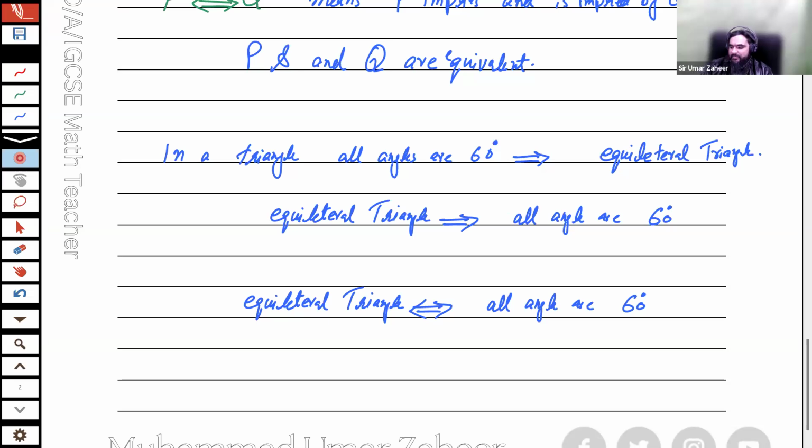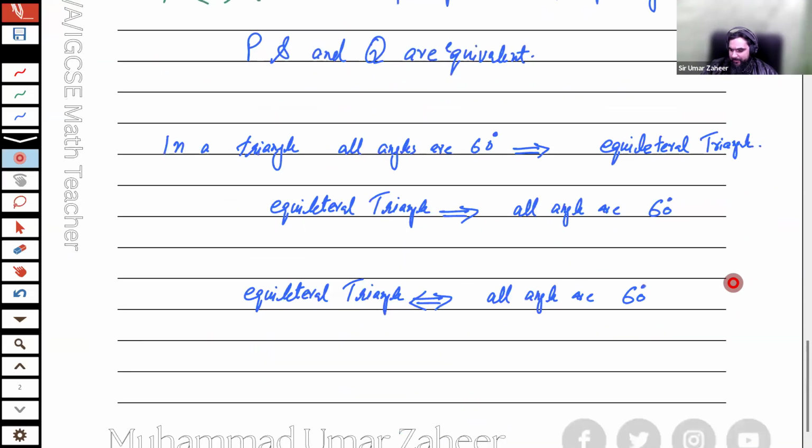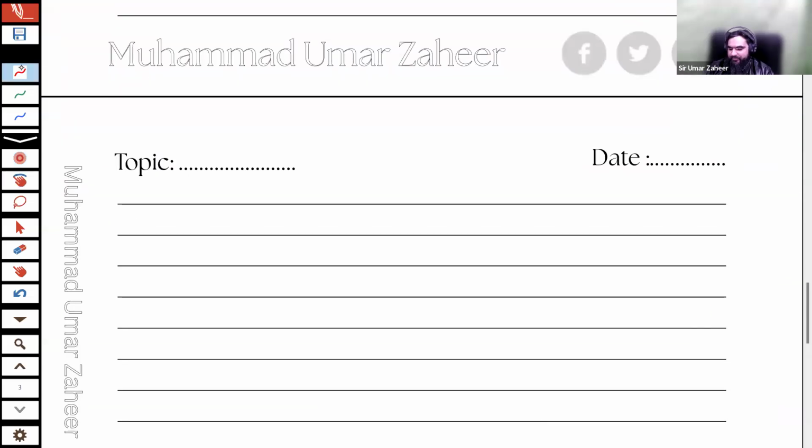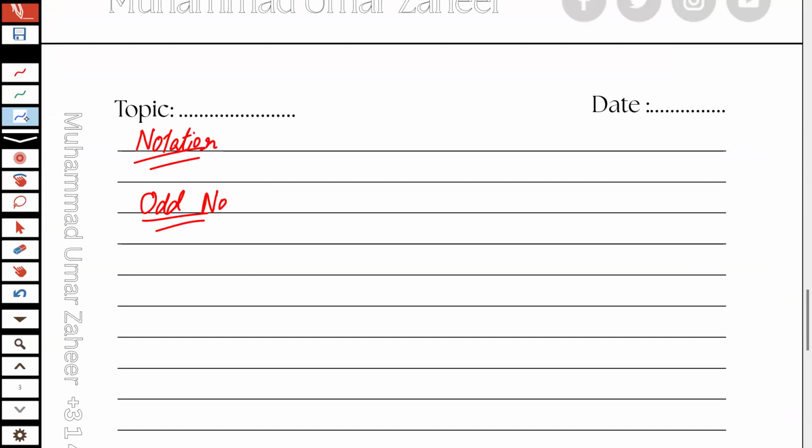Okay, there are some basic terms or notations of the proof that we are going to use for different types of numbers. Notation. For example, if you have the odd numbers, how can we show it in general form? Anyone? Odd would be 2n plus 1. 2n minus 1.